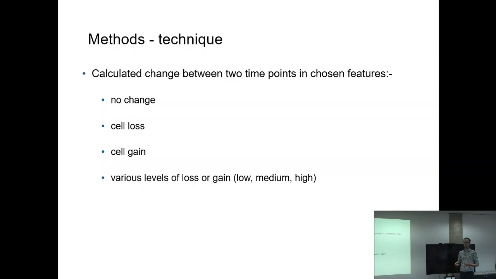So we looked at whether there was no change, so the environment stayed the same, whether there was cell loss, whether there was cell gain. And then, because potentially there might just be one new house, or one change to a road, or one small change in forest, we also needed a way of calculating that to look at the various levels of loss or gain. So is it low, medium, or high? So has a green space entirely changed into a new housing development, or potentially has a housing development been taken away and created a new green space, or has derelict land turned into a green area?